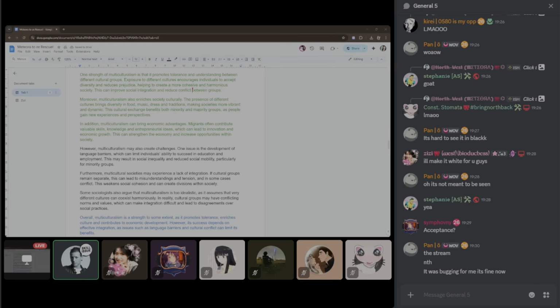What I want you guys to do is, I've given you all the advantages, I've given you all the disadvantages. Now I want you guys to take a side. So you can just type in chat whatever side you feel like you would pick and why you would pick that side. Would you go in favor of multiculturalism or against it?